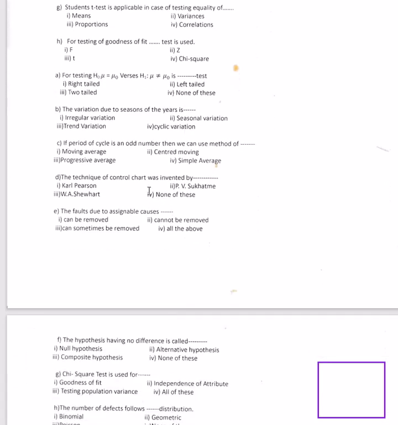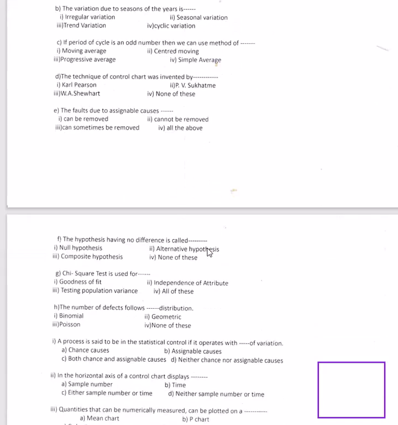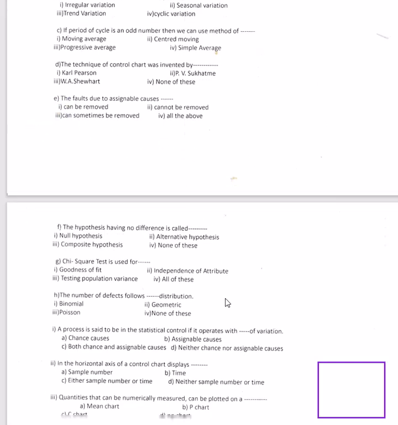The technique of control chart was invented by whom? It is Dr. W.A. Shewhart, therefore it is called Shewhart's charts. The next is the faults due to assignable causes: whether they can be removed, cannot be removed, can sometimes be removed, or all the above. The faults due to assignable causes can be removed. Option 1 is the correct answer.